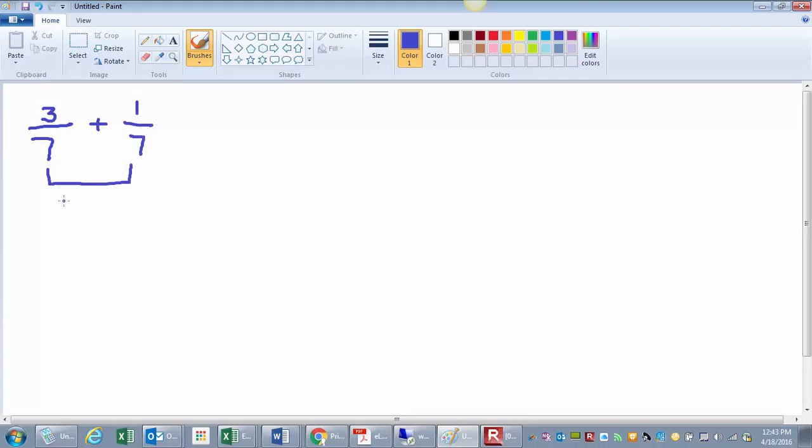These are called like fractions because they have the same denominator. And therefore, if the fractions have the same denominator, all we need to do is add the numerators and keep the same denominator. 3 plus 1 is 4 over 7, and we are done.